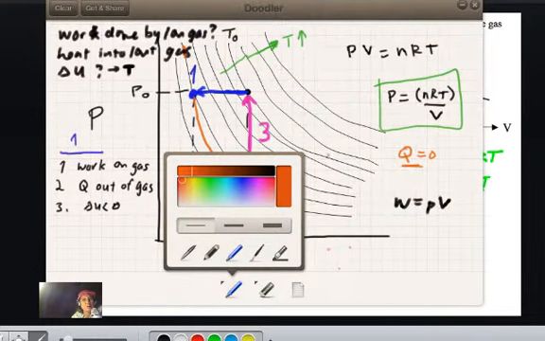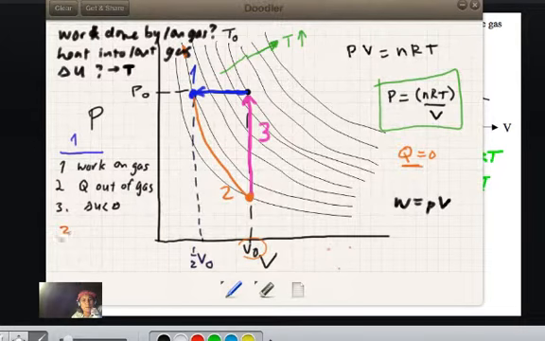Step 2. Let's go here. I'll write that down. Step 2. We go from here to here. Now, that involves a doubling of the volume. And then the question is, is work done by the gas or on the gas? The pressure changes and the volume changes.